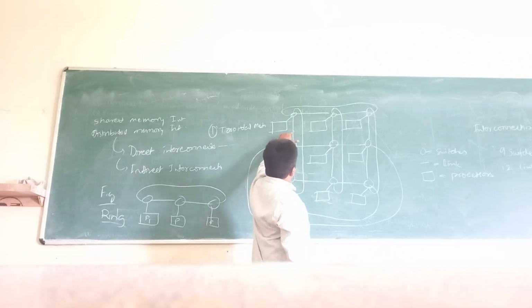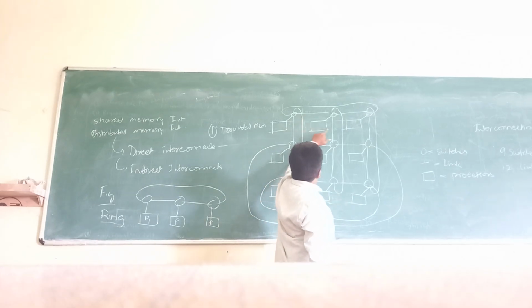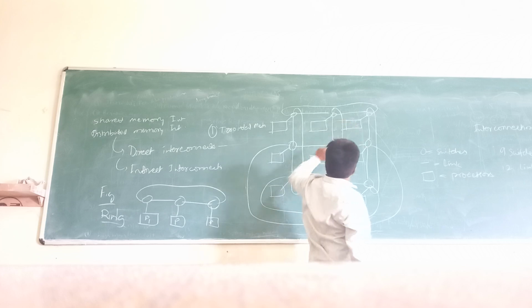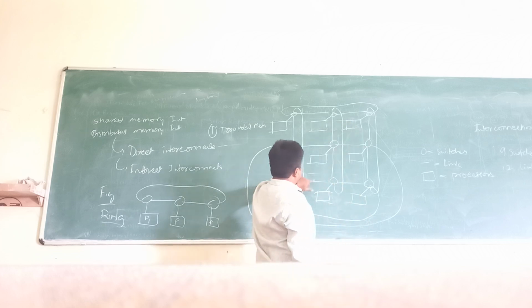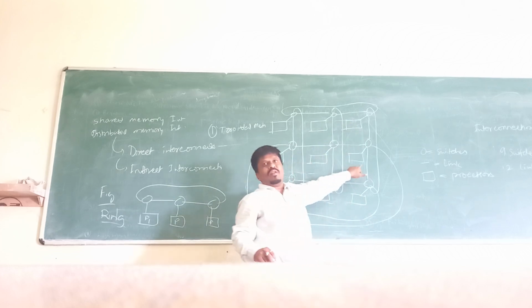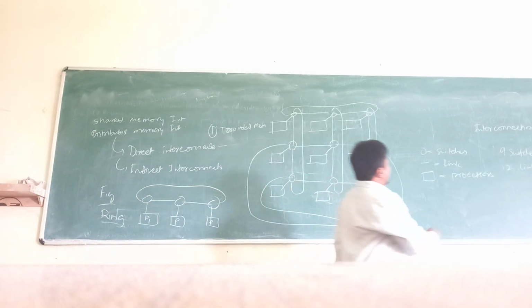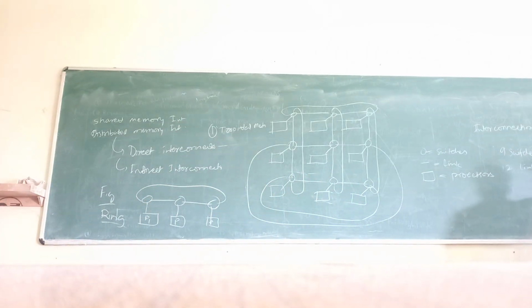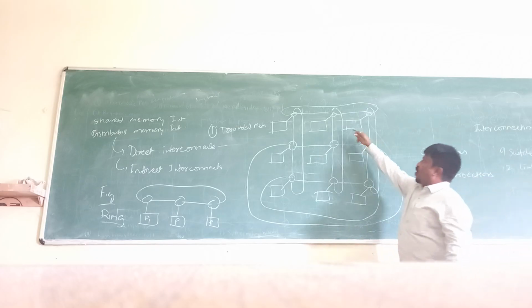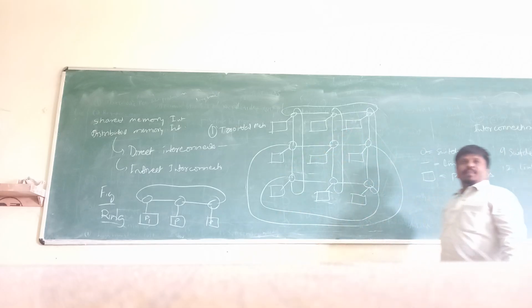Okay, just to check it. 1, 2, 3, 4, 5, 6, 7, 8, 9, 10, 11, 12. 12 links are there. And how many switches are there? 1, 2, 3, 4, 5, 6, 7, 8, 9. 9 switches are there.